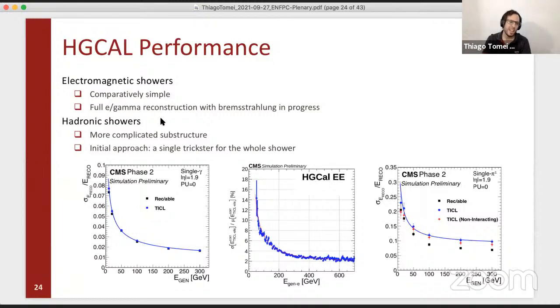The hadronic showers are a bit more complicated because they have this branching structure, where you have high depositions that are sort of linked to the main shower. But the initial approach with just a single trackster for the whole shower is promising. You see here the resolution again. So this new detector will probably be extremely hard to reconstruct, but we have very good results already.